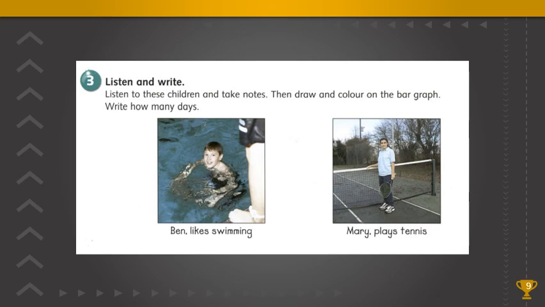Ben. Hello, my name's Ben. I'm 14 years old and I like swimming. I swim at school 3 times a week and I usually go to the beach once a week. I've been swimming since I was 10. Mary. Hi, my name's Mary and I like tennis. I usually play at the sports club. I've been playing tennis for about 2 years now and I play about once a week. That's in the summer, of course.